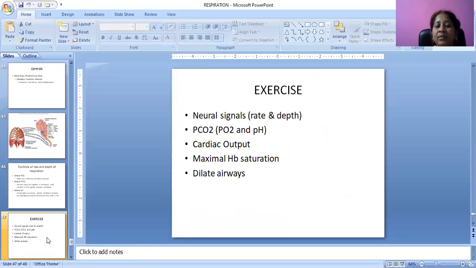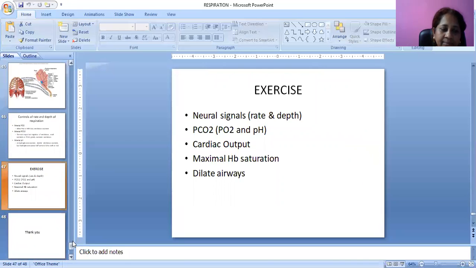Exercise: neural signals, rate and depth, PCO2. While doing exercise, cardiac output also changes. Maximal hemoglobin saturation, dilate airways.